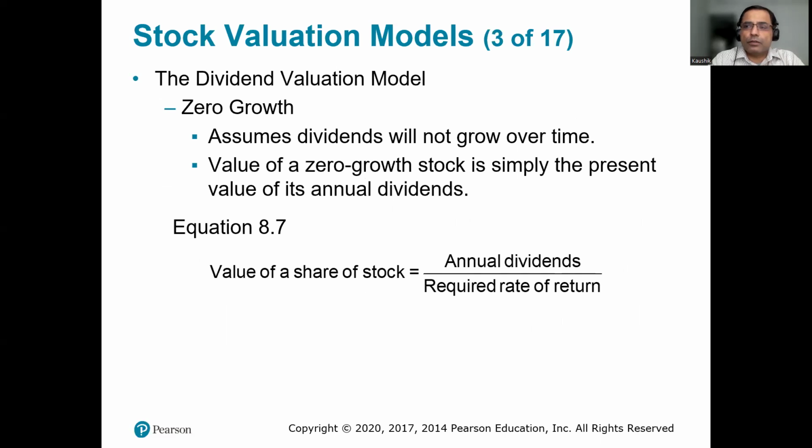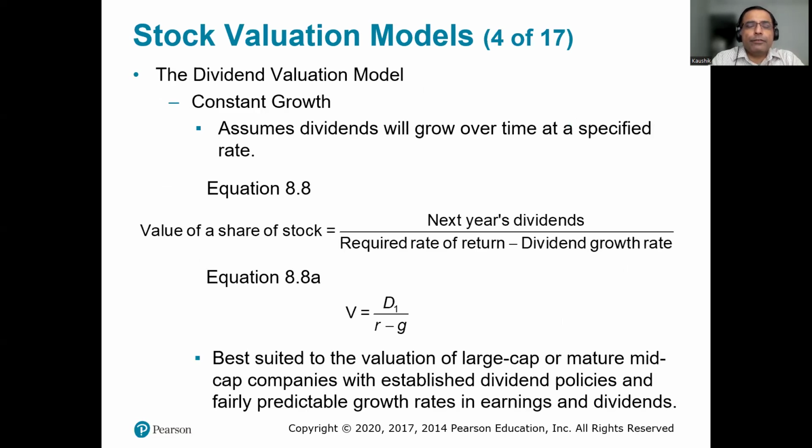So zero growth model means the dividends don't grow over time. So the formula is share price equal to annual dividends by required rate of return. Then we look at constant growth model. So in this case, we assume that the dividends grow at a consistent rate in future. So the share price is next year's dividend divided by required rate of return minus the dividend growth rate.